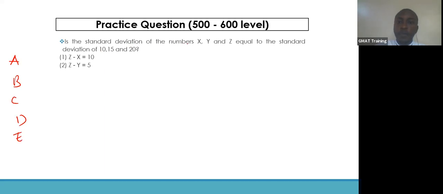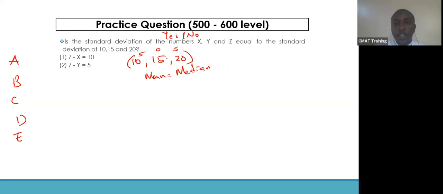Is the standard deviation of the numbers x, y, and z equal to the standard deviation of 10, 15, and 20? Let's find the standard deviation of 10, 15, and 20. These are consecutive multiples of 5, therefore the mean equals the median. Also note this is a yes, no, DS question, right? We need a consistent yes or consistent no to prove sufficiency. The distances of the values from the mean are 5, 5, and 0. That's 5 squared plus 5 squared plus 0, that's 25 plus 25, 50 divided by 3. We'll have a square root.